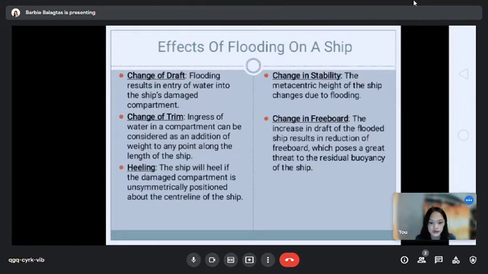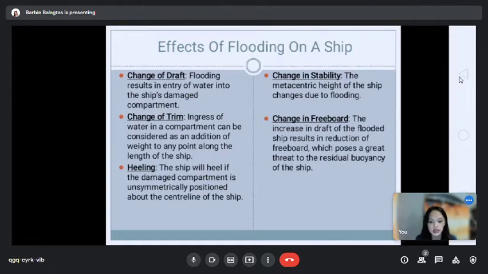Change of draft. The flooding results in entry of water into the ship's damaged compartment. The cause of this is a change in draft to the point where the displacement of the undamaged part of the ship will be equal to the displacement before damage less the weight of the water that entered the ship after flooding. Next, we have change of trim. The increase of water in a compartment can be considered as an addition of weight at any point along the length of the ship. So this causes a change of the trim of the ship.